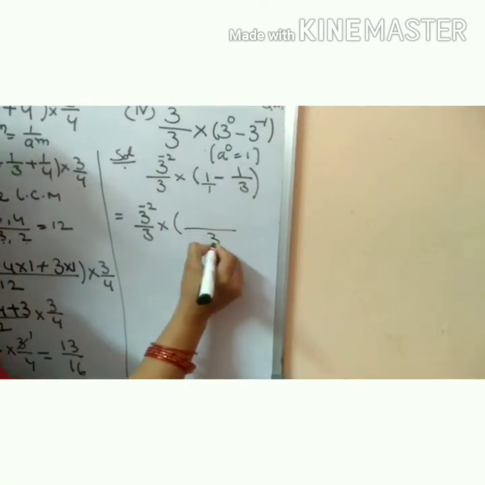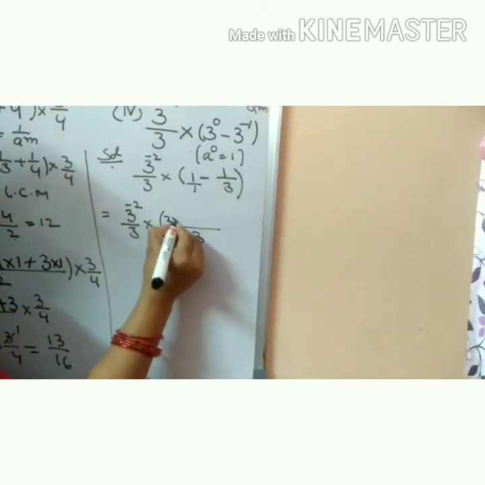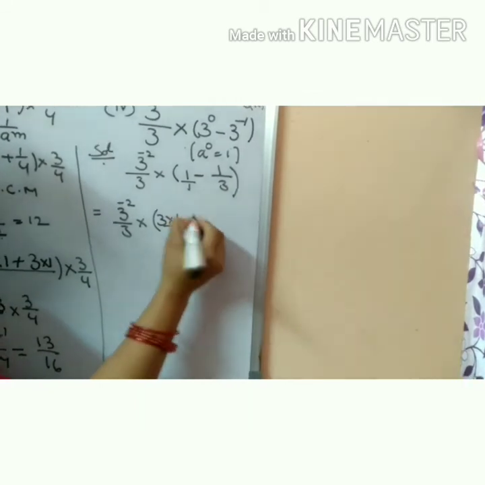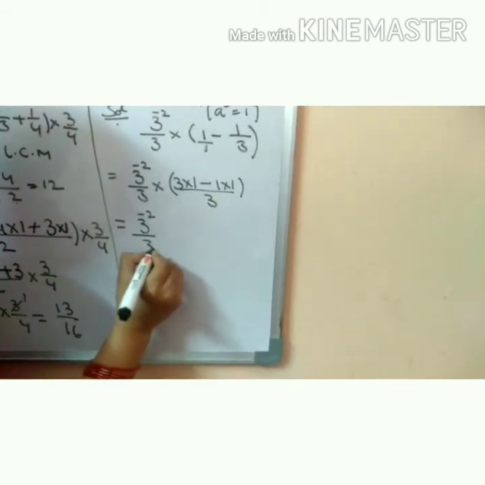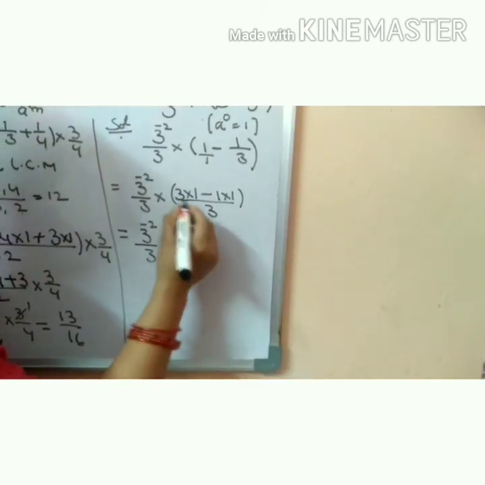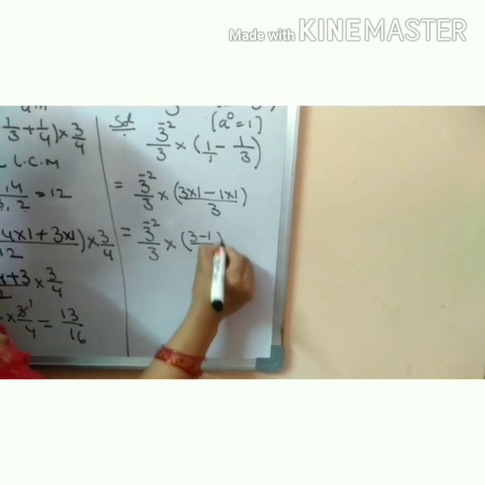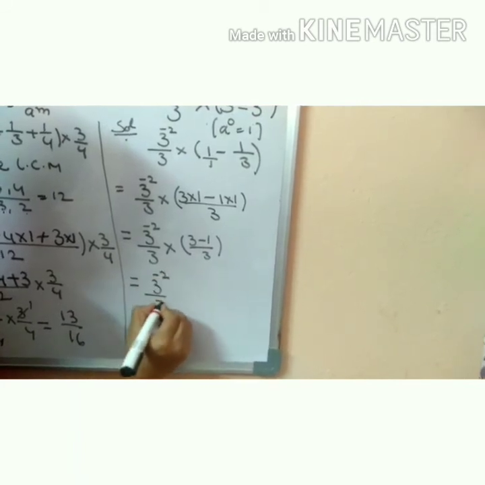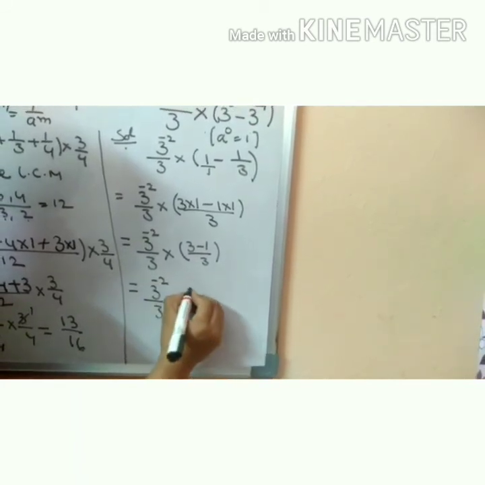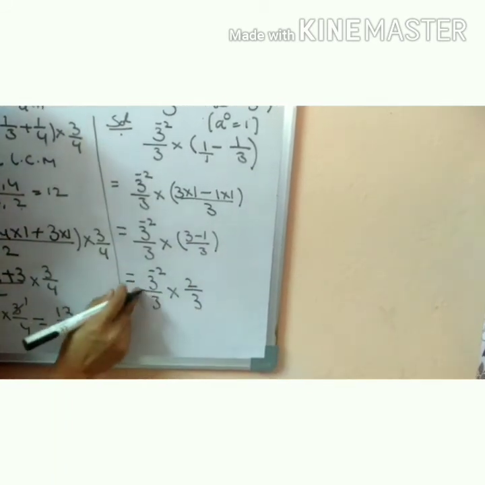So 3 ones are 3. How many times in denominator 3 possible? 3 times. 3 into 1 minus, here 1 time possible, 1 into 1. So 3 power minus 2 by 3 into 3 ones 3 minus 1 by 3. Okay. So here write 3 power minus 2 by 3 into 2. 3 minus 1, 2. 2 by 3.